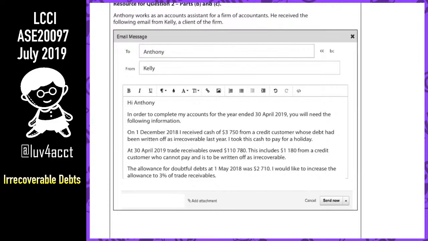So two things. First thing, if you receive cash and it is an irrecoverable debt written off last year, then it will become your income. It goes to the irrecoverable debt recovered account, which is your income. Second, the cash was taken to pay for a private holiday, so it should be drawings. And then the next paragraph, on the 30th of April, that is the last day of the year, I guess.